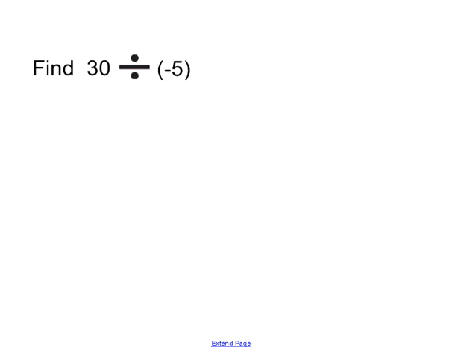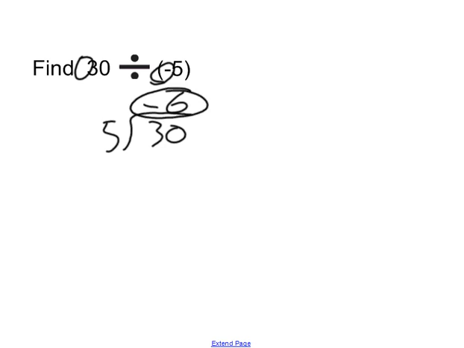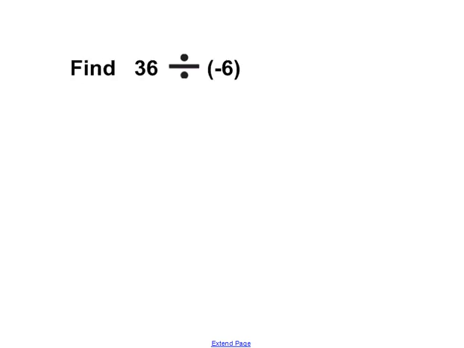Divide or find 30 divided by negative 5. Well, we take 5 and divide it into the 30, we're going to get 6. Since the signs are different, it must be negative 6 is my answer. Negative 6 is my answer.